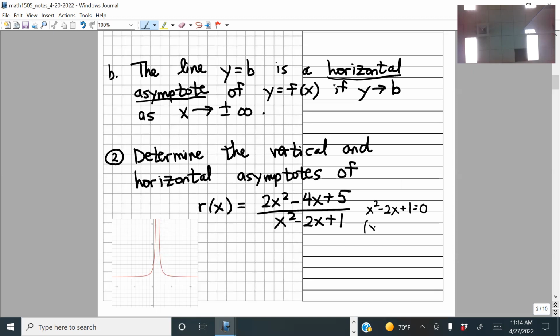That one is easy because I think it factors, doesn't it? Yeah, it factors as x minus 1 times x minus 1. And so it looks like the only solution there is x equals 1. So there is your one vertical asymptote, x equals 1. So the graph will not cross over x equals 1.